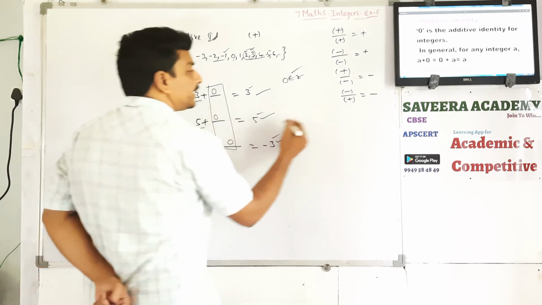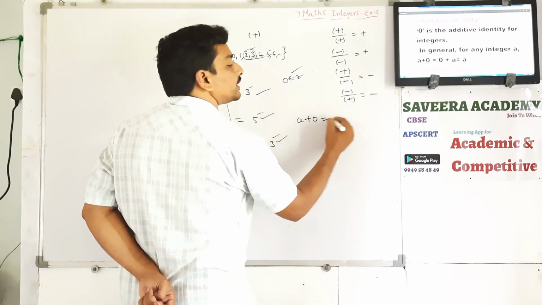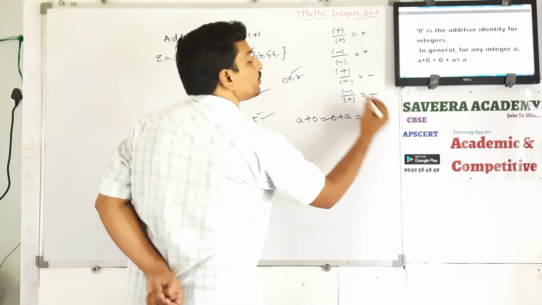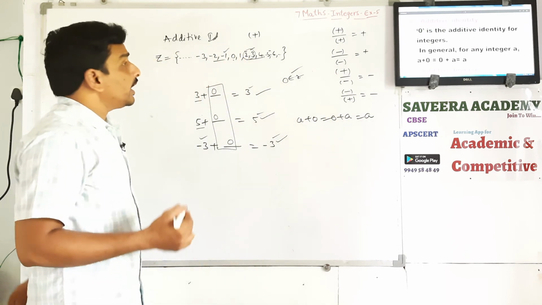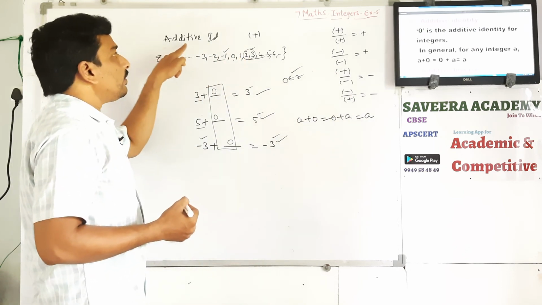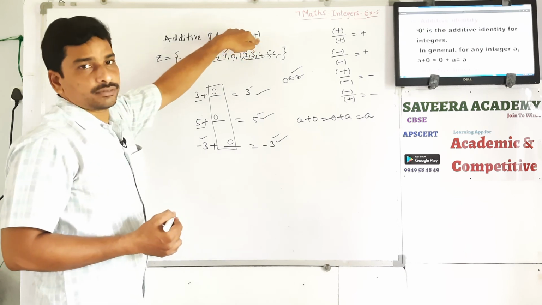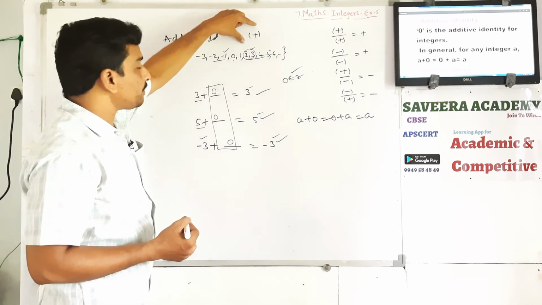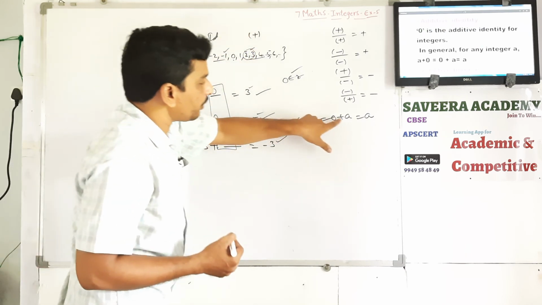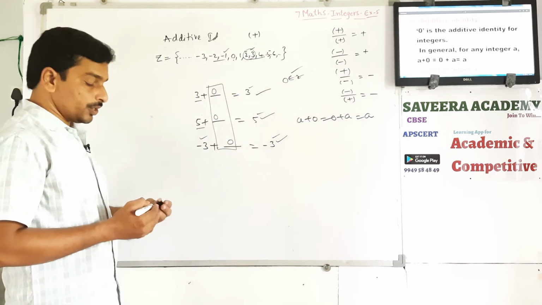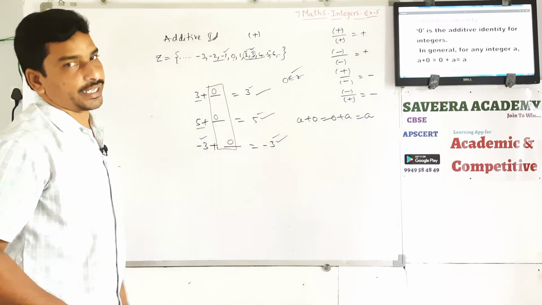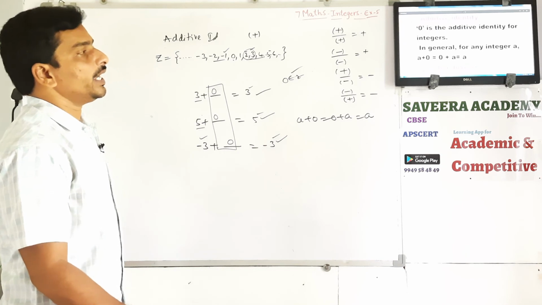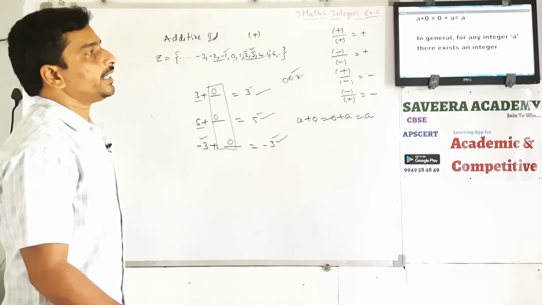In general, a plus 0 is equal to 0 plus a is equal to a. So the set Z has additive identity over addition. That means with respect to the addition operation, here we are doing additions only. So this is called additive identity. Additive identity 0 you have to remember.